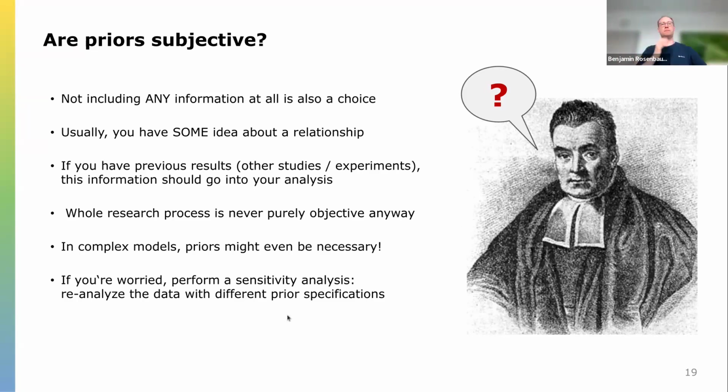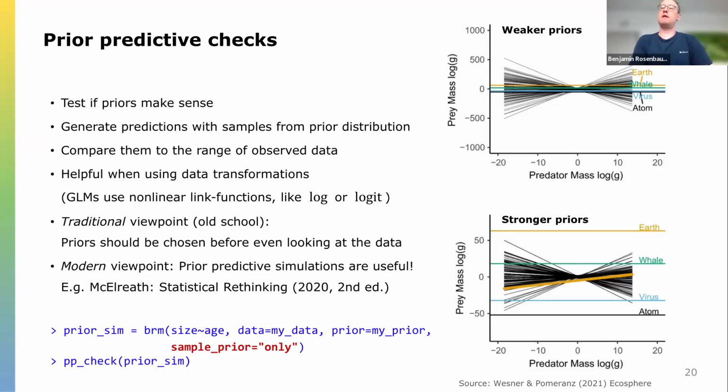And sometimes you need priors, especially in complex models. You have to limit the choice of the parameters a bit to actually get results in the first place. And if you're still worried, you can always fit the same model with a different choice of priors and see if this changes the results a lot. And quite a modern view of choosing priors is prior predictive checks.